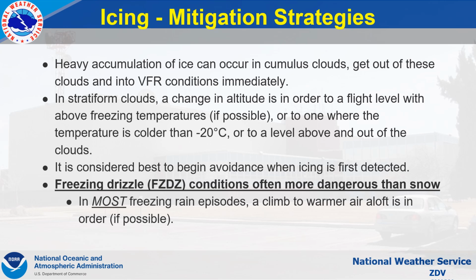Now, stratiform clouds can cover pretty much the entire area, so it's a little bit harder to get out of those. The best mitigation strategy there would be to change altitude to get into either warmer or colder temperatures. Of course, the first priority would be to ascend to warmer temperatures to get out of the conditions completely, but that's not always possible due to MEAs. It is possible to climb into colder temperatures, colder than minus 20 degrees Celsius, to get out of the most significant icing conditions.